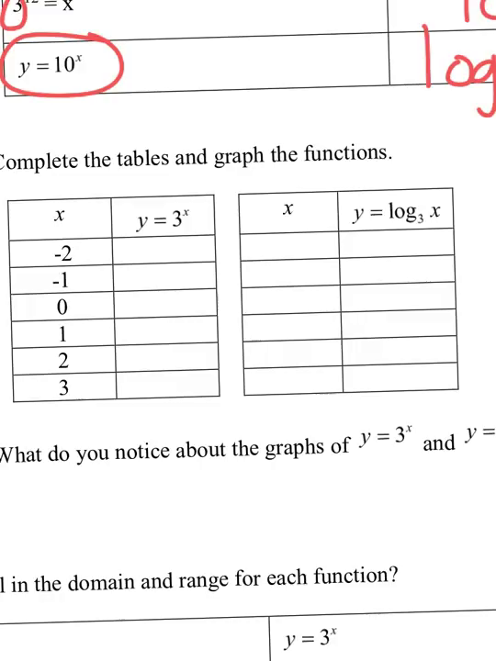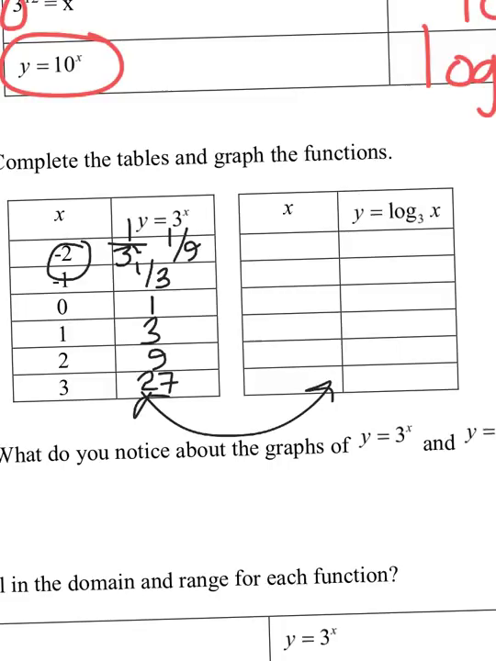If I take 3 to the negative 2, remember that's 1 over 3 squared, so that's going to be 1/9. 3 to the negative 1 is 1 over 3, which is 1/3. 3 to the 0 is 1. This will be 3. 3 squared is 9. 3 cubed is 27. So knowing that these two functions are inverses, I can just switch the x and the y around. So my y's are the x's over here: 0, 1, 2, 3. And this is going to be 1/9, 1/3, 1, 3, 9, 27.